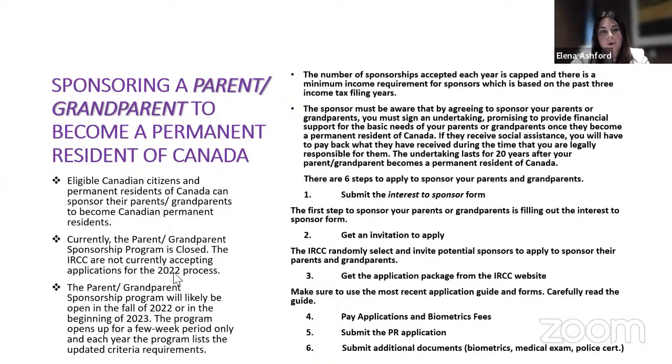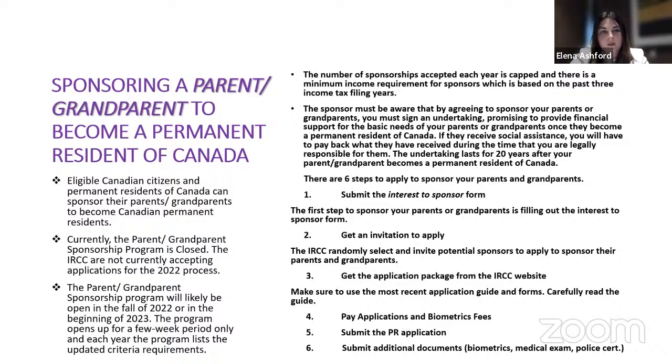So currently the program is closed. They're not accepting any applications for 2022. There has been no announcement yet when the application will be opened, but I anticipate that hopefully it will be open sometime before the end of this year or the beginning of next year, and that they will be letting new applicants submit the interest to sponsor form.